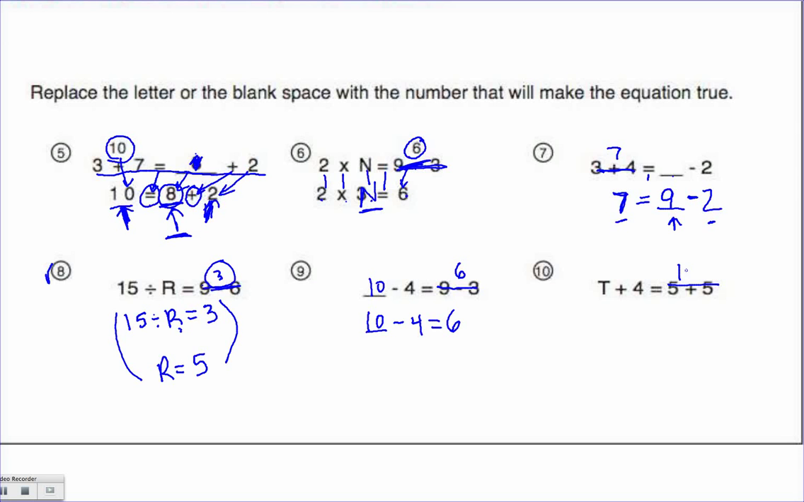Again, solve and rewrite. 5 plus 5 is 10. So we're going to rewrite the problem. T plus 4 equals 10. What number plus 4 is equal to 10? T is equal to 6. Your paper should look exactly like mine. Fix it right now if it doesn't.